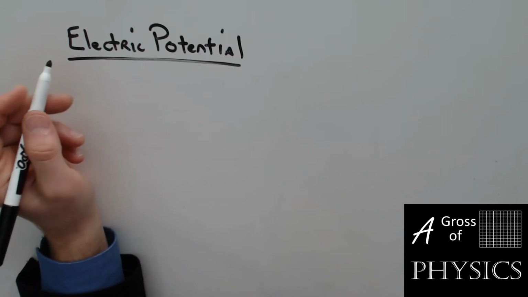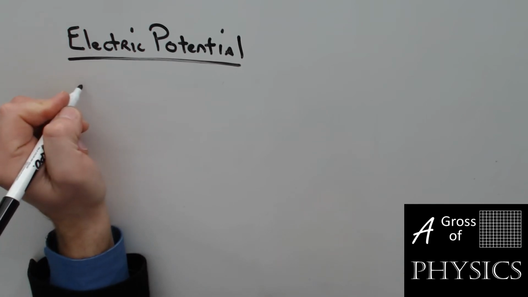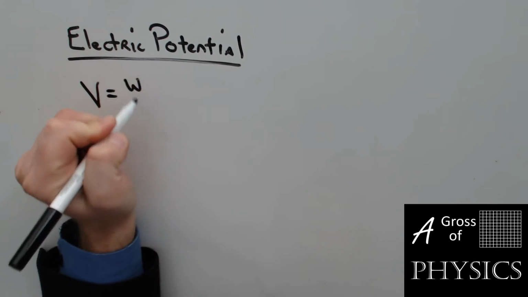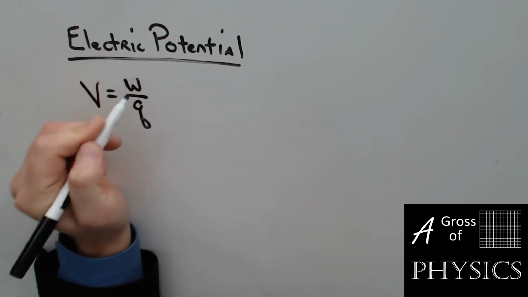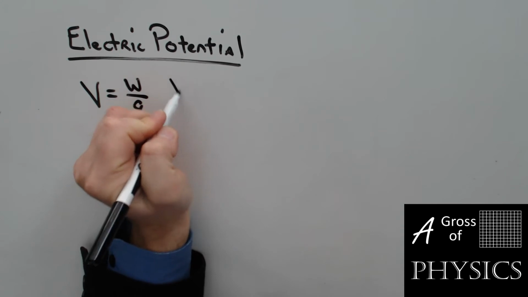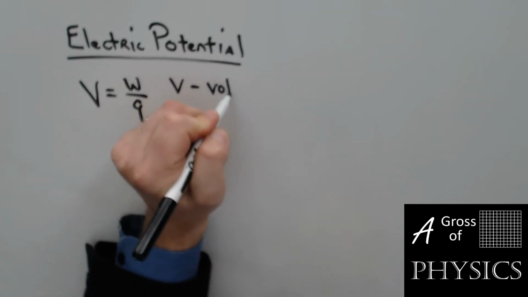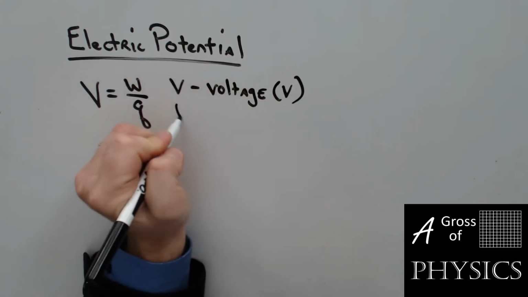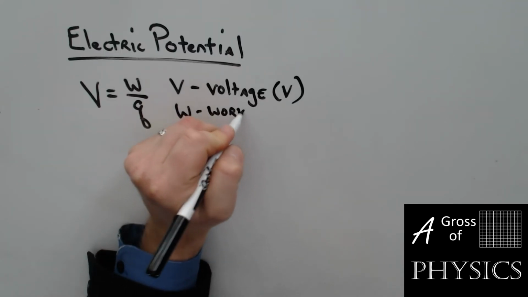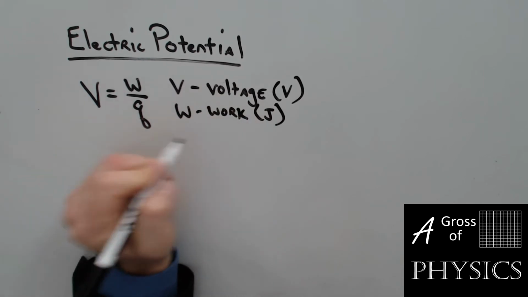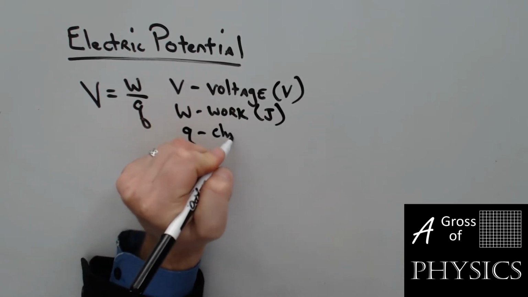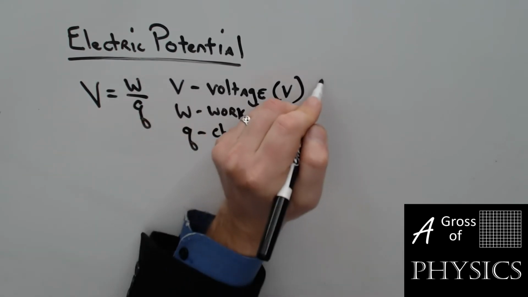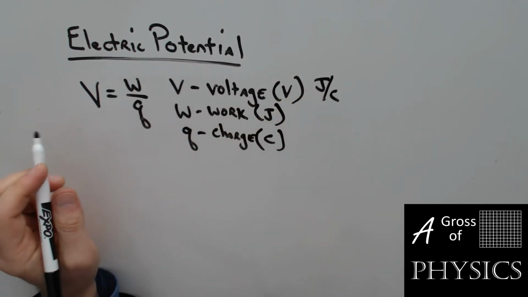So we have a new term called electric potential, which is how much work is required to move a charge from one point to another in a field. So it's the work per unit charge. V is the potential, which is also known as the voltage. That's measured in volts. We have W, which is the work, measured in joules, and Q, which is the charge, measured in coulombs. So the volt is also a joule per coulomb.